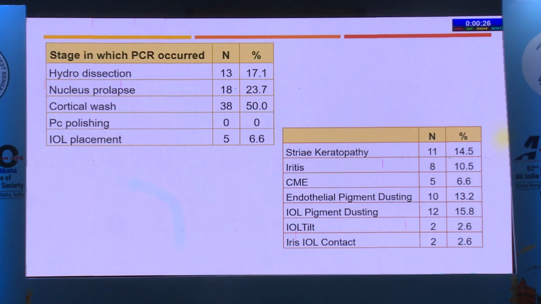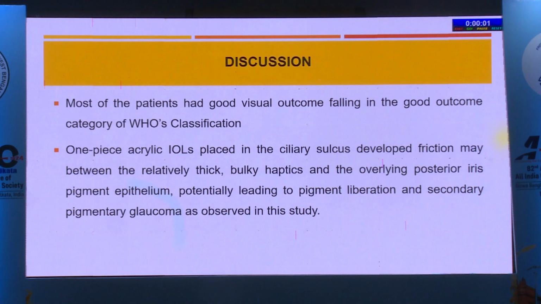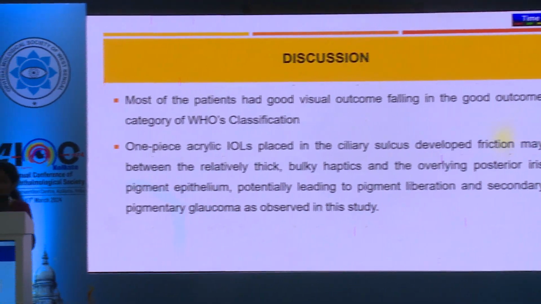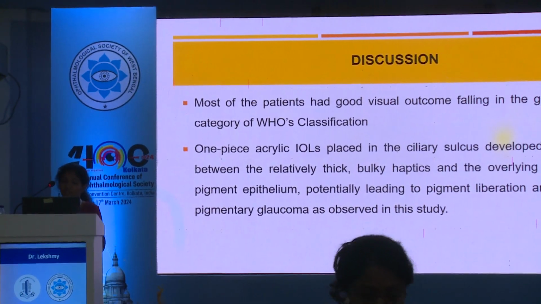The stage in which PCR occurred most commonly was during the cortical wash, in 38 patients, followed by hydrodissection and nucleus prolapse. Among the complications, 11 patients had triad keratopathy, followed by endothelial pigment dusting and IOL pigment dusting, followed by iritis and CME, which were subsequently managed during the postoperative period. Most of the patients had a good visual outcome, falling in the good outcome visual category of the WHO classification.